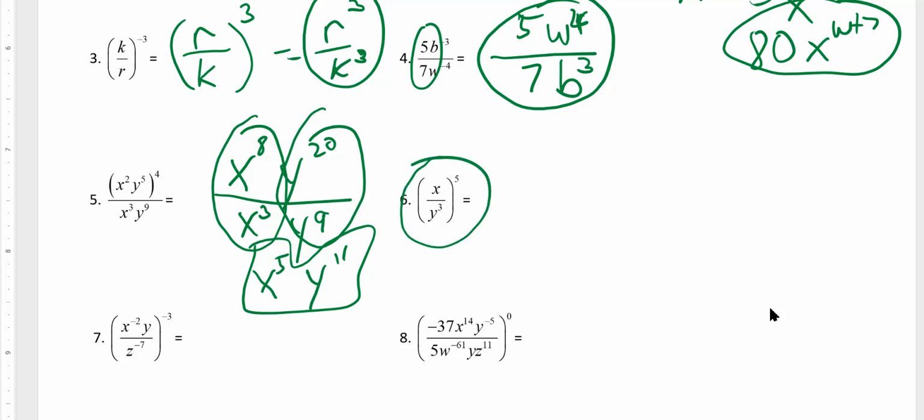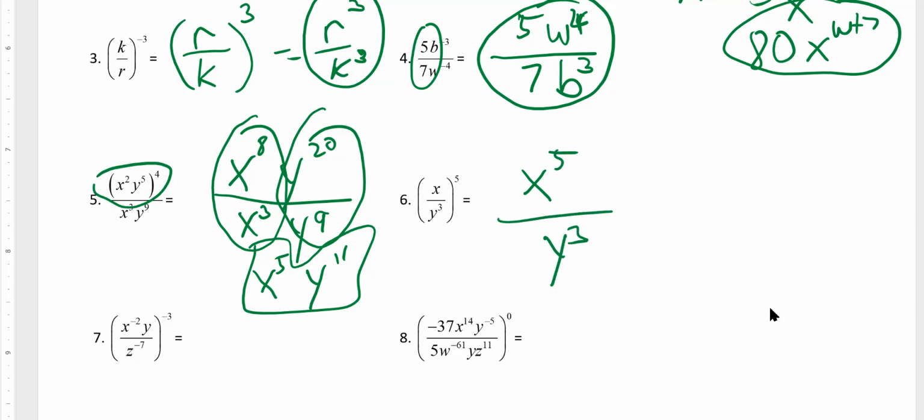Okay, this one here, there's a couple ways to start, but I guess I'll start this way. It's similar to this rule, where you can take the power on the outside and just put it on each part. So that becomes x to the 5th, and on the bottom we have the y to the 3rd, and we're also raising that to the 5th. The numerator stays x to the 5th.